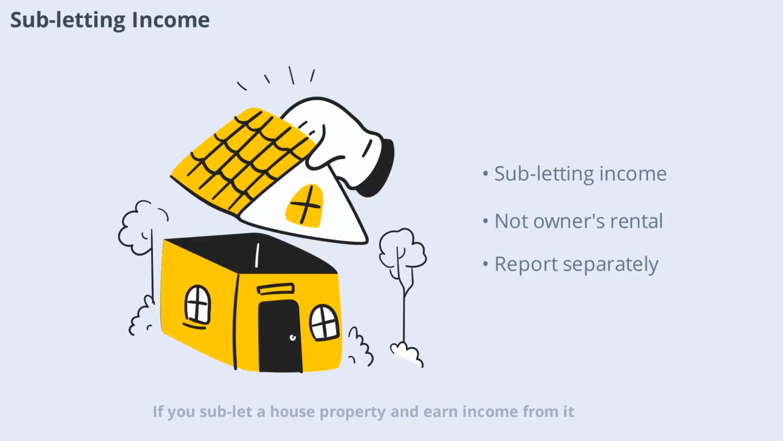If you sublet a house property and earn income from it, this income is taxed under the head Income from Other Sources. This is because you are not the owner of the property, but you are earning income by letting it out.